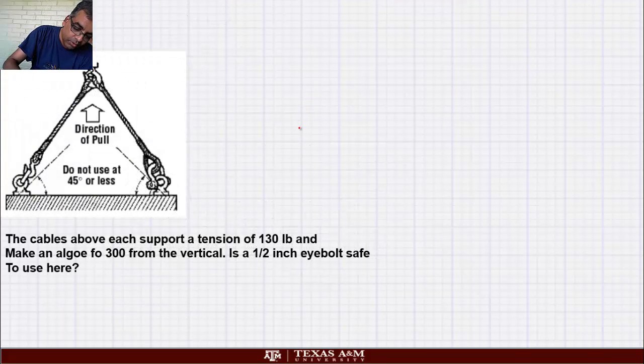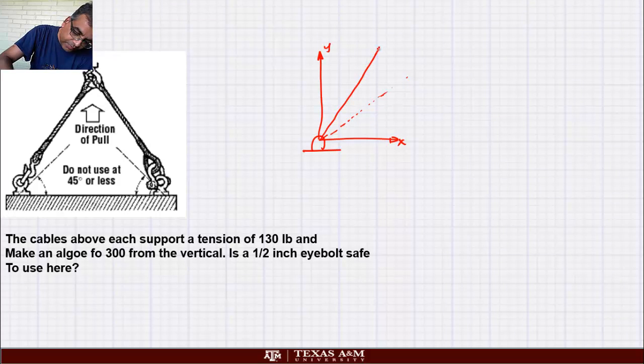What I'm going to do is draw one of them. Here is the eye bolt, right? Here is the 45 degree line. That's one of the nice things about having a graph paper background, because you can draw all these things. Here is the x-axis, here is the y-axis, the vertical axis, and the cable is like that, and it makes an angle of 30 degrees here. So this angle is 45 degrees, and so this angle is 15 degrees, and F is 130 pounds.